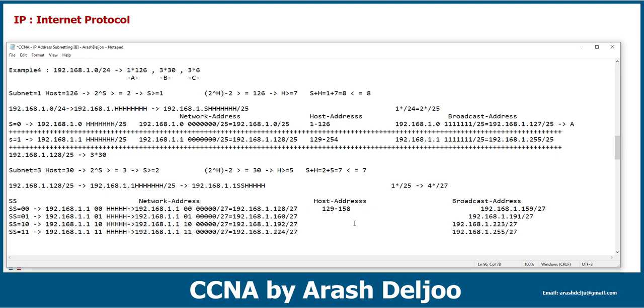Again, in the next network from 161 to 190. After that in the next network from 193 to 222, and in the next network between 225 and 254. As you can see, now we subnetted 4 networks, but we need only 3 networks. Let me show you. Here we have 3 networks: network 1, network 2, network 3. This is a spare.